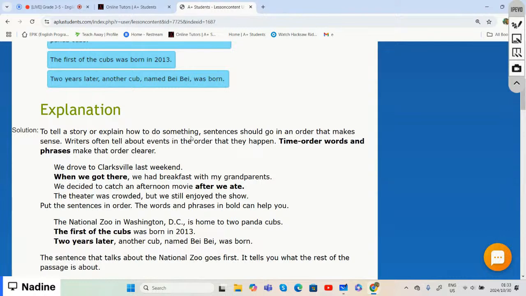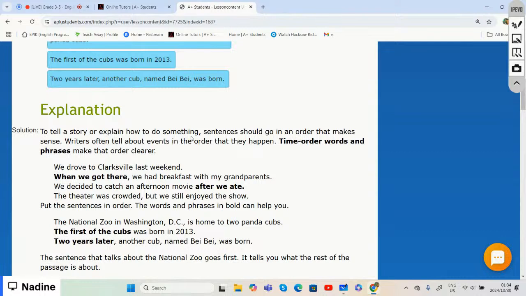Writers often tell about events in the order that they happen. It's the same as if I were to ask you to write me a story. You're not going to tell me how the story ended before it began. You're going to tell me how something happened in order, from how it started until it ends. You need to tell me how things happened, what happened, and so on. That is also how it is with stories.